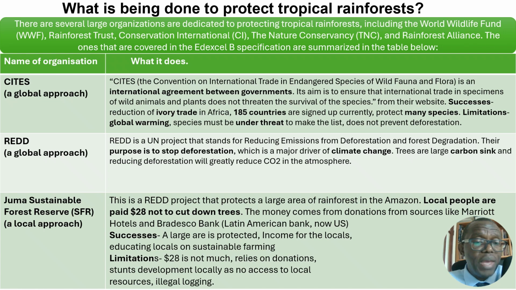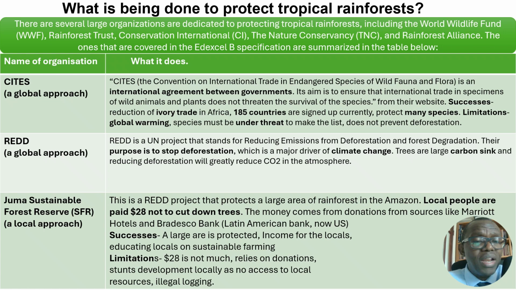So what are the limitations then? One of them is global warming. Like we've said, global warming is actually affecting biodiversity across the world, and therefore that's a limitation or a hindrance, if you like, that they have faced. Then the second limitation here is that a species must be under threat to make the list. That means that there are some species that are not under threat that cannot be protected by CITES. So that is problematic.